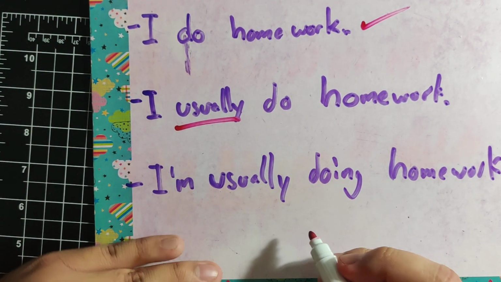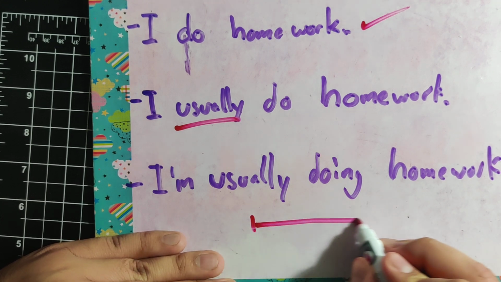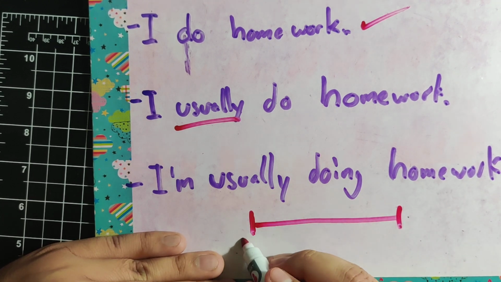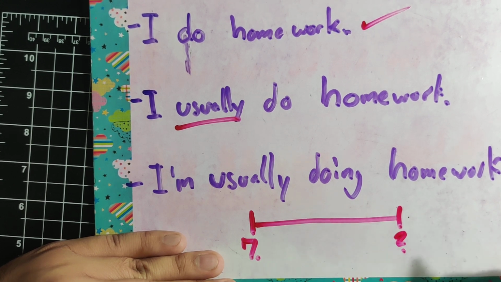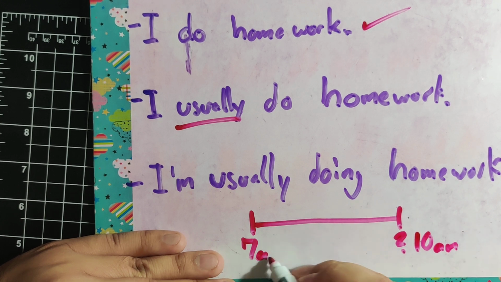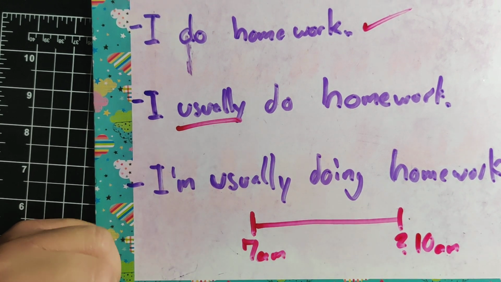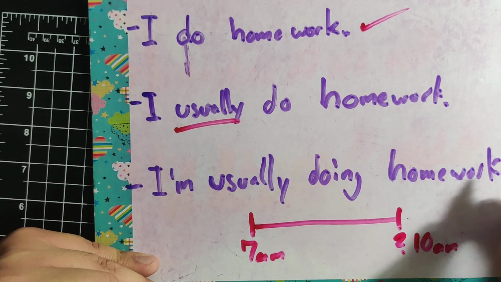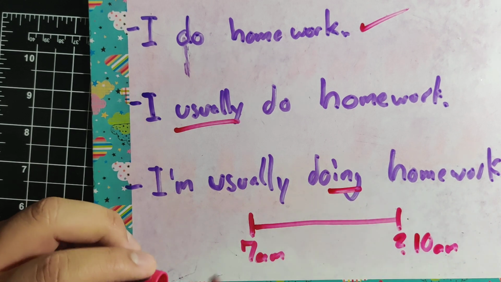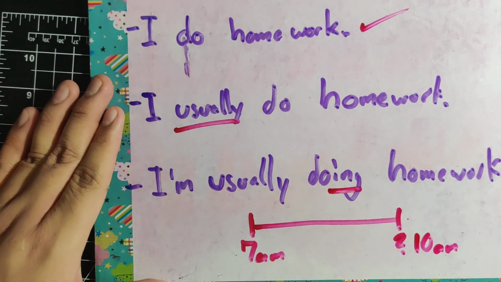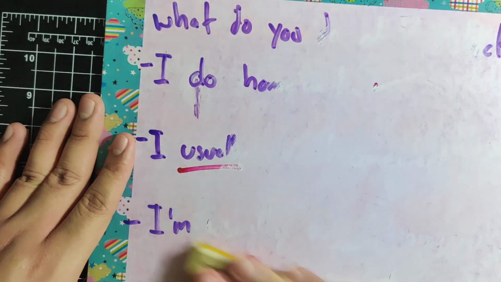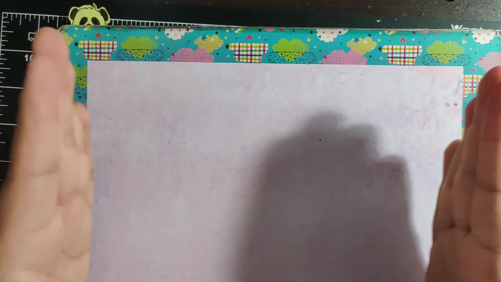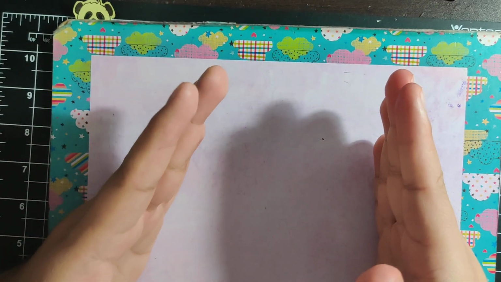And here, I'm usually doing homework. What this is telling us is that there's a space of time, for example, from 7 o'clock to who knows when, let's say 10 a.m., that they do homework. You see? That is the difference. You're giving more information with present continuous, because you're being a little bit more specific. You're spending a time to do it. Están pasando un tiempo. Okay?